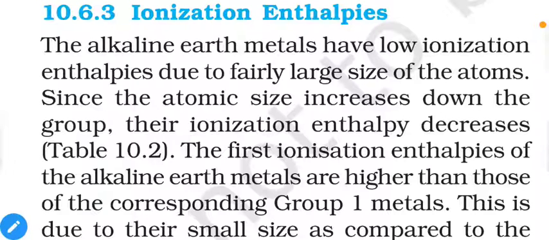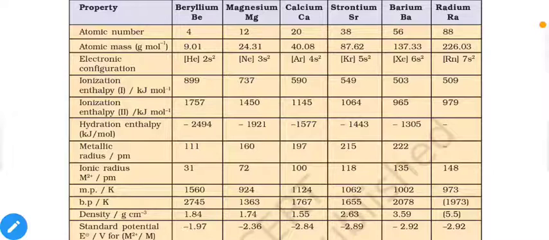The values of their ionization enthalpies are mentioned in table 10.2. So here is the table, and as we can see, we have ionization enthalpies of the respective elements. As we can see, the initial element has quite a high value of ionization enthalpy. That means we need to put in 899 kilojoules of energy per mole to ionize beryllium.